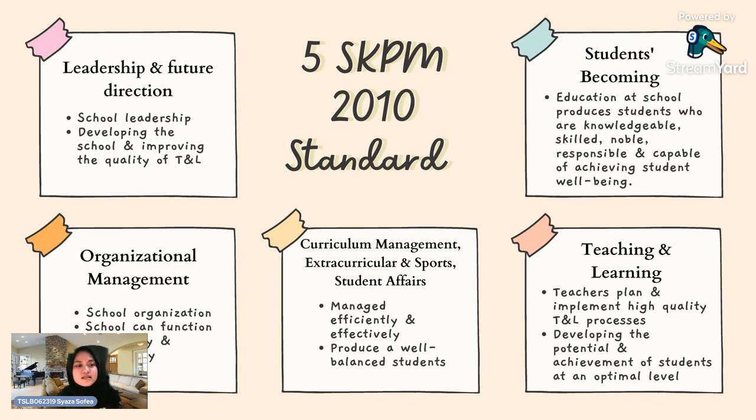So the second standard is organizational management. The functional school organization takes into account the potential and needs of staff, internal resource facilities, and utilizing external resources. It is used to make sure that the school can function efficiently and effectively.